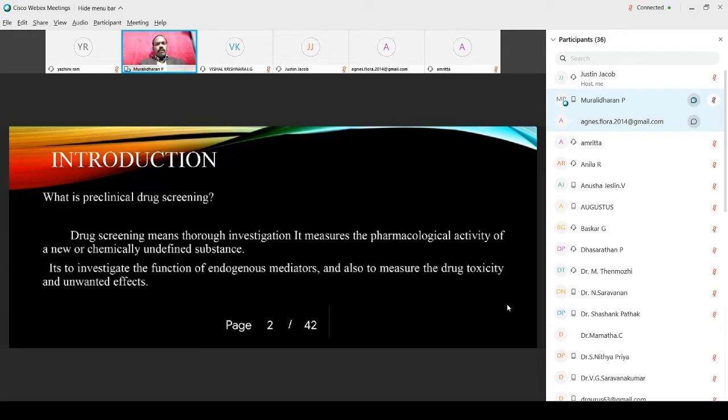It is also to investigate the function of endogenous mediators. Endogenous mediators are nothing but intracellular proteins which are used to enhance the activity and functions of other proteins present in our body, and also to measure the drug toxicity and unwanted effects.